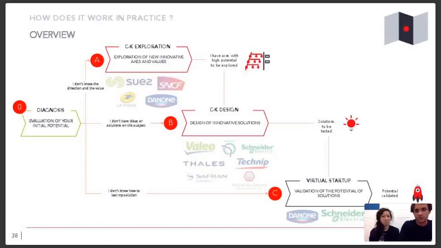So, for example, if you explore a new technology for, I don't know, a rocket, it's maybe more interesting to explore the potential of CK. Or if you want to explore the future of the bank, what we are doing right now with Société Générale, then CK is more adapted. If you want to find something really interesting for an agency in the bank, then design thinking can be more adapted, I would say.